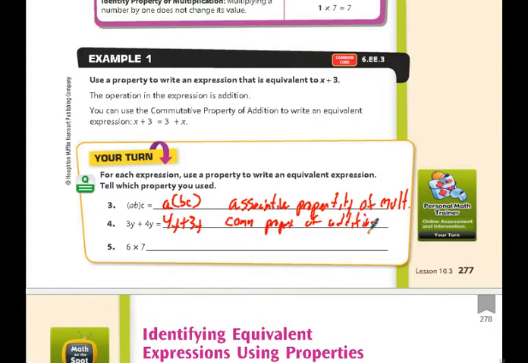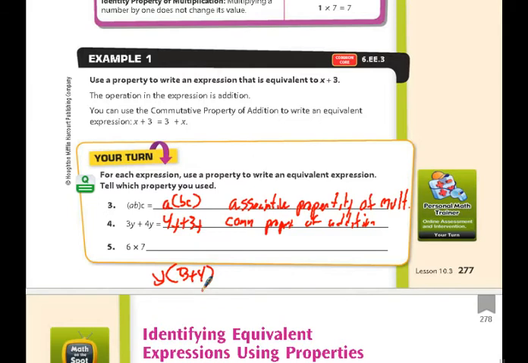Now, a couple students went a different route, and they did y times 3 plus 4, and they called that the distributive property. Now, generally with distributive property, we go y times 3 plus y times 4. So they did kind of the reverse distributive property. So I like that ingenuity, so I said that would be fine. But I was looking for commutative property of addition.